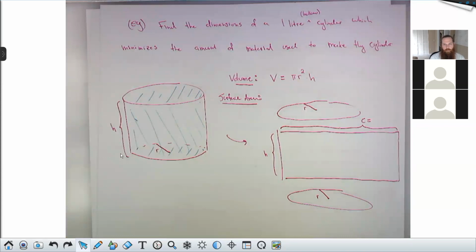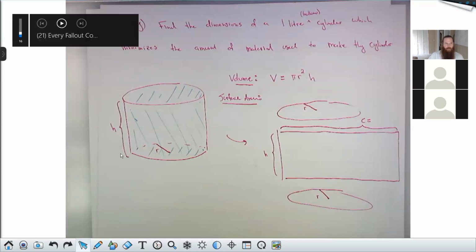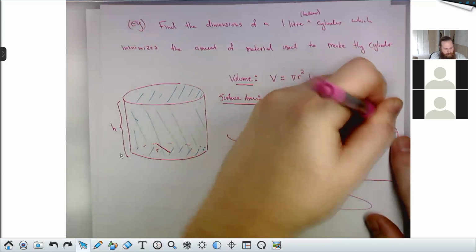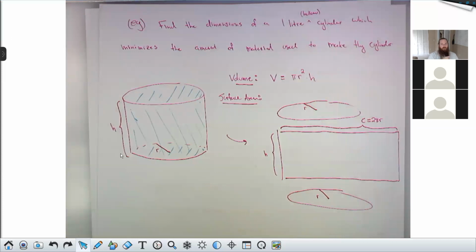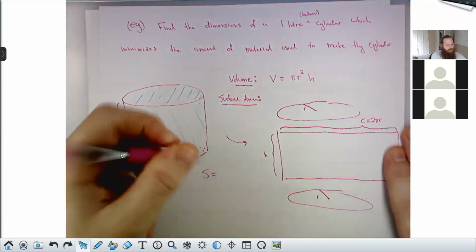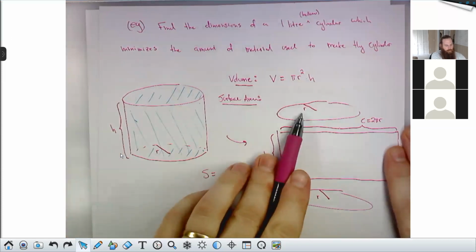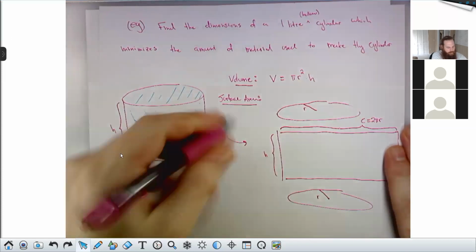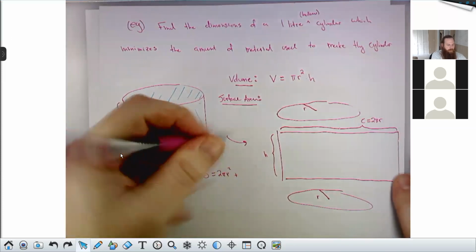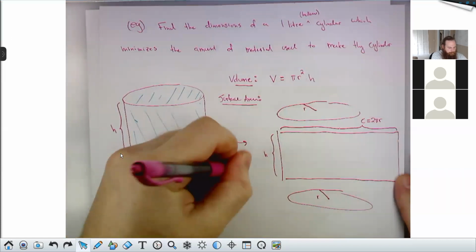What's the formula for the circumference of a circle? 2 pi r. Very good, 2 pi r. Pi times the diameter, 2 pi times the radius. Okay, so the surface area, I'll call it S, is pi r squared plus pi r squared, the top and the bottom, plus h times 2 pi r.